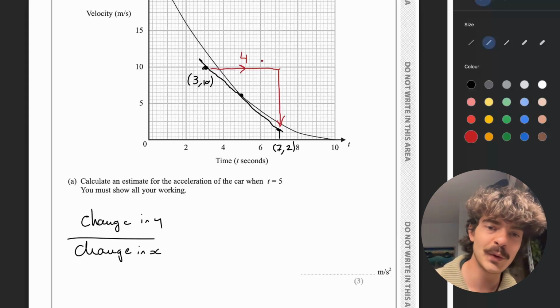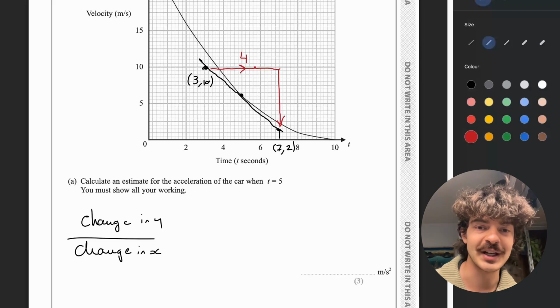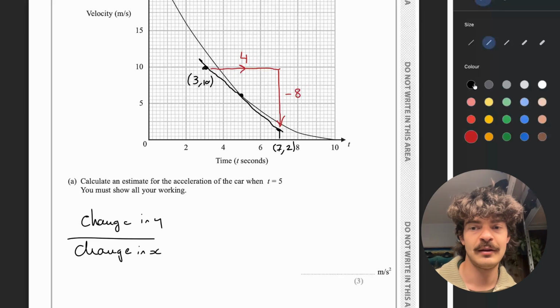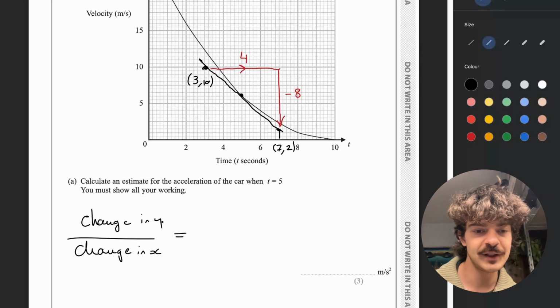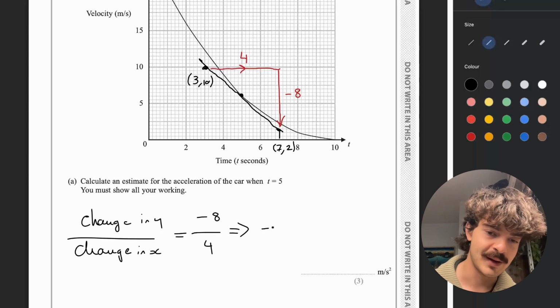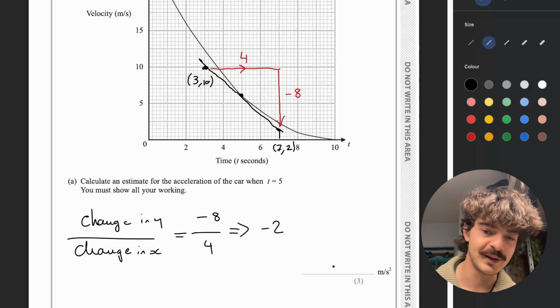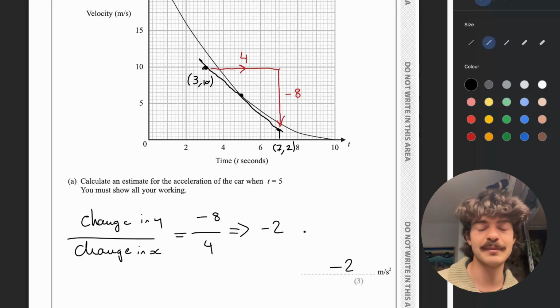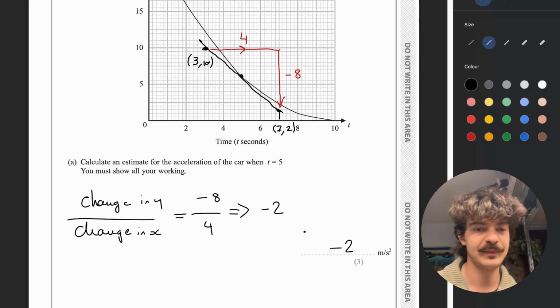So this is going 4 to the right, or 4 as a change in x, and our change in y is a decrease in 8. So if we were to just plot these in, change in y, that's decreasing by 8, and our change in x is positive 4, well, we get minus 2, which means that our acceleration is minus 2 meters per second squared.